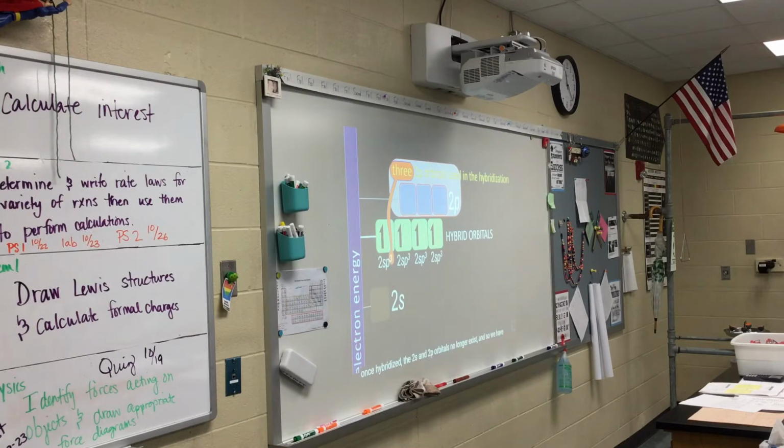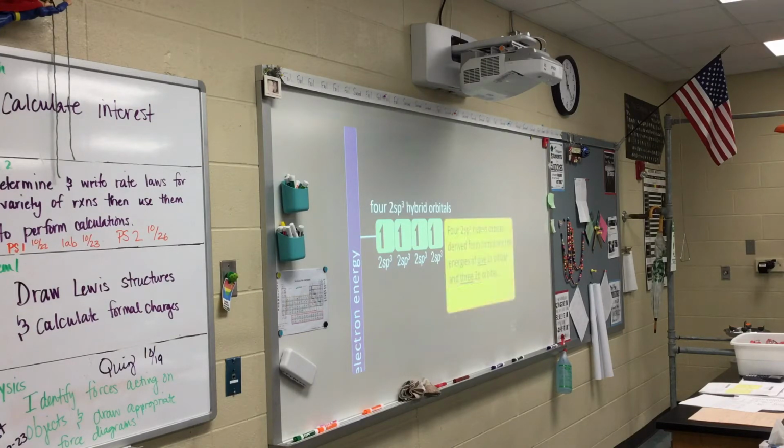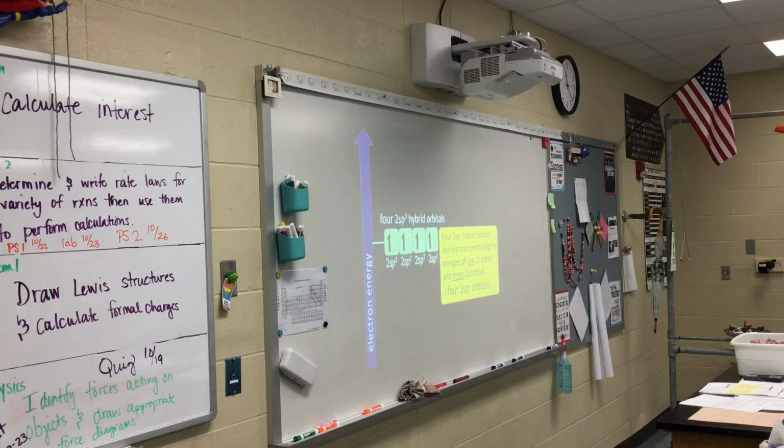Once hybridized, the 2s and 2p orbitals no longer exist, and so we have 4 2sp3 hybrid orbitals. 4 2sp3 hybrid orbitals derived from combining the energies of 1 2s orbital and 3 2p orbitals, which gives a total of 4 2sp3 orbitals.